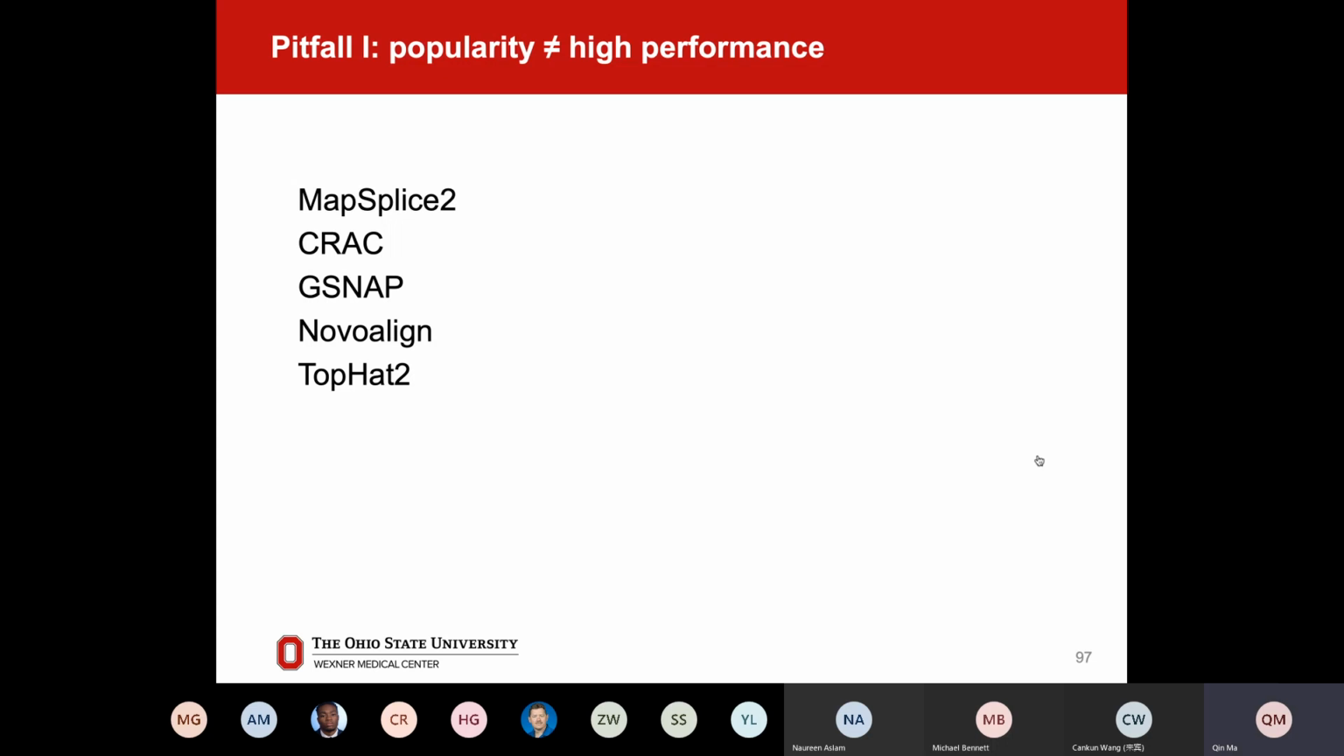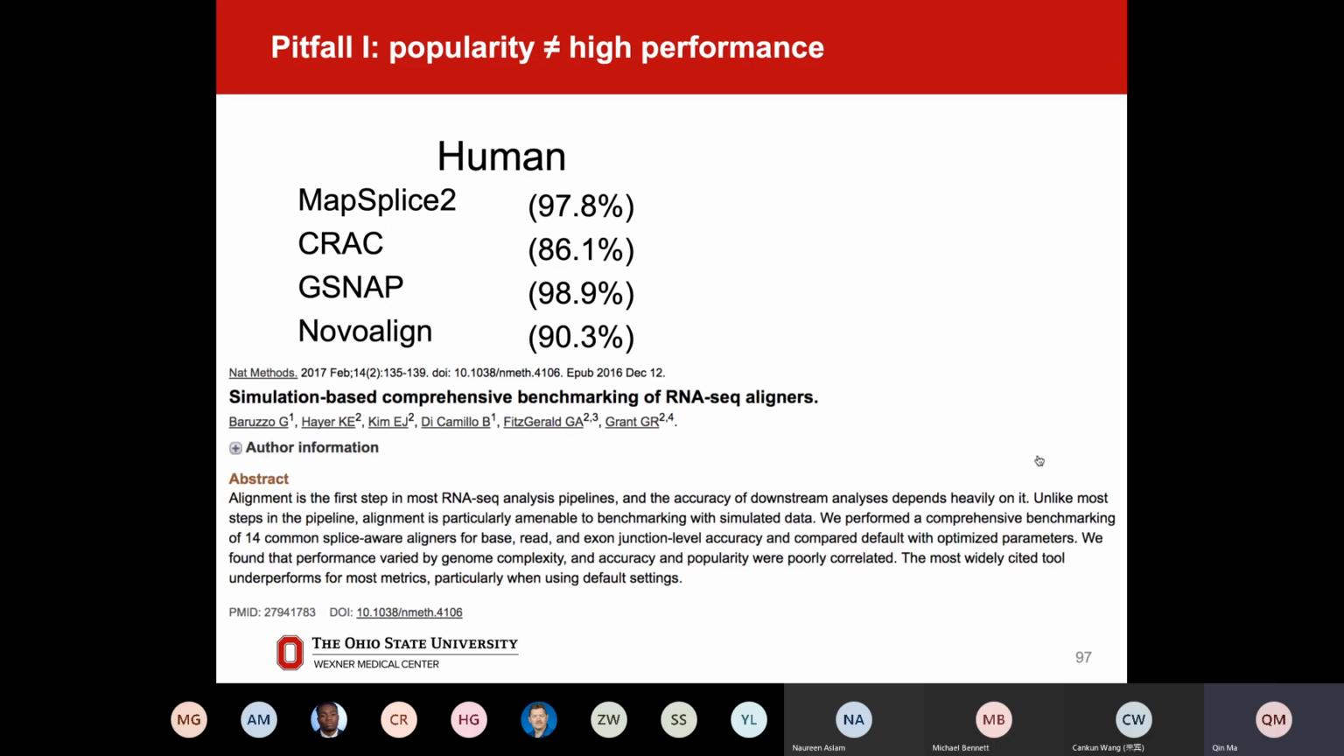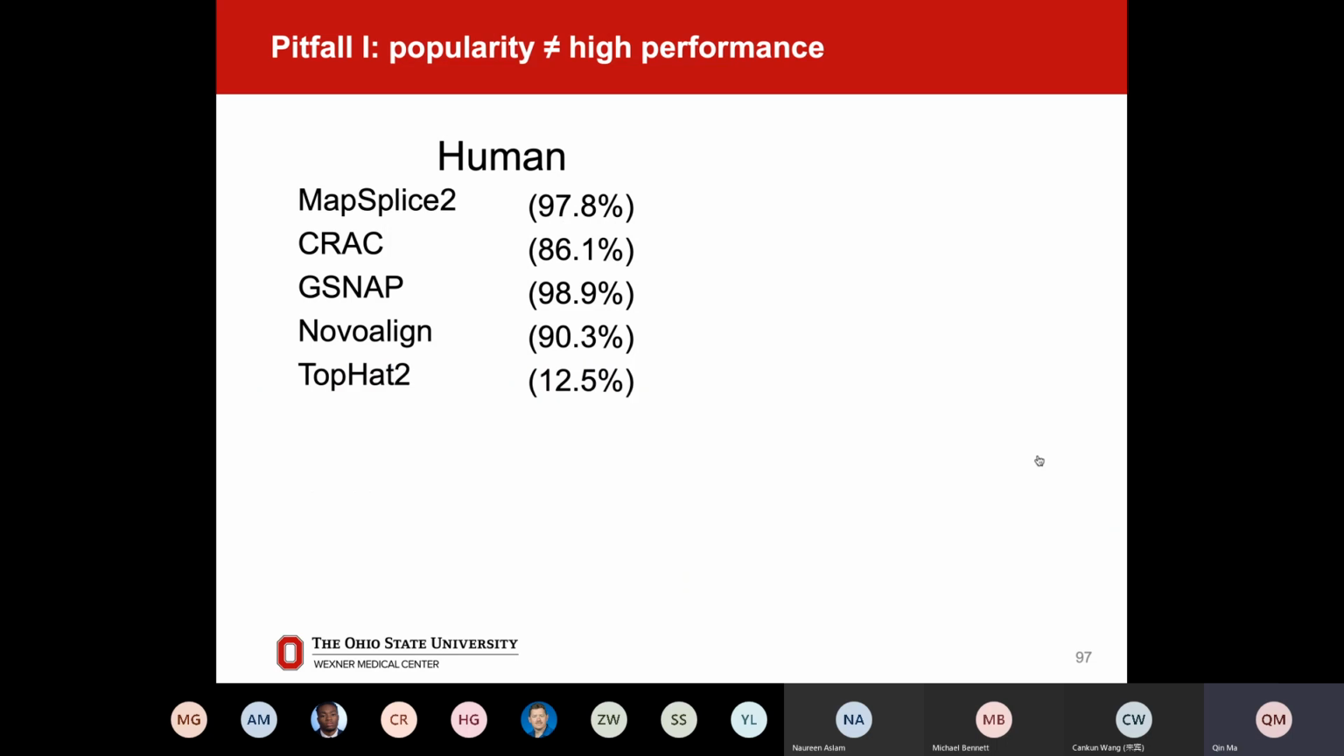I think this is a very popular one, developed by a group from Johns Hopkins. So there are a lot of citations. But based on this Nature Methods review paper, published in 2017, TopHat has the lowest read mapping performance in a large-scale simulation analysis. So that's the point I mentioned: popularity doesn't equal high performance.